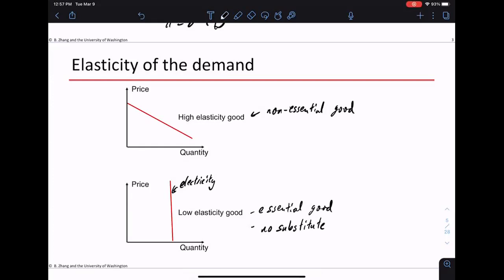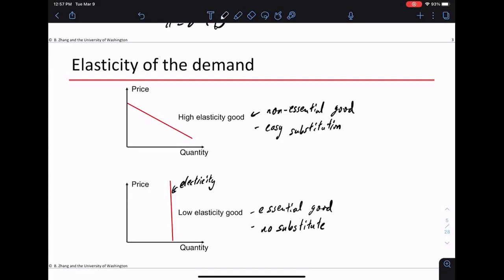You can't substitute electricity, at least right now. I want my computer to run, I need electricity. There is no substitute for it. I need electric power from somewhere. But when you have high elasticity, you have fairly easy substitution, meaning you can substitute the good you want. You don't have to have that exact good.